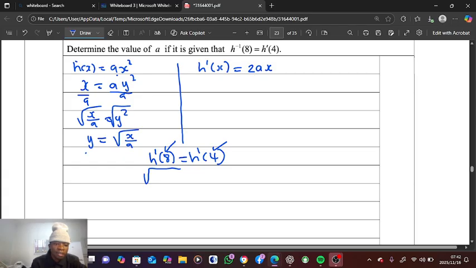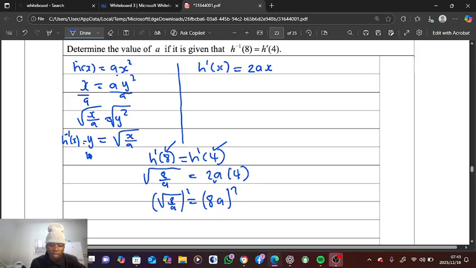Remember, this is the same as h of negative x. So we're going to say root of 8 over a is equal to 2a into 4. So this is the same as root of 8 over a is equal to 2 multiplied by 4, which is going to be 8a. So we have to remove this root by squaring both sides. This is the same as 8 over a is equal to 8a to the power of 2. 8 to the power of 2 is going to be 64, then a to the power of 2 is going to be a squared.